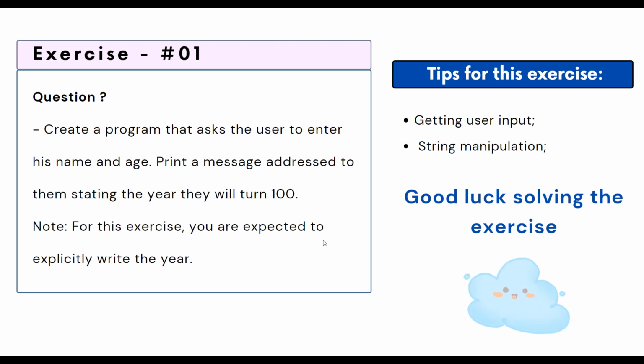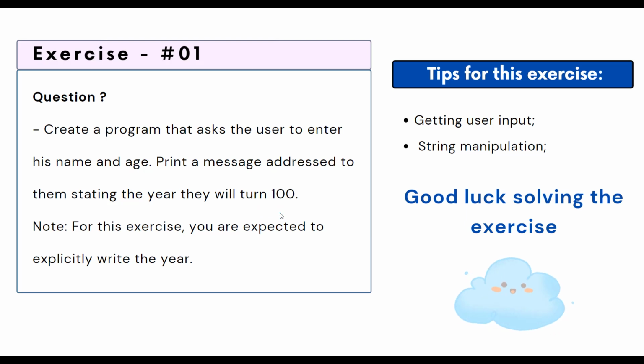It's all about Python exercises, and this is exercise 1 that I'm going to explain. What are we going to do here? We are going to create a program that asks the user to enter his name and age, and once he has entered his name and age, we have to print a message addressed to them stating the year they will turn 100.